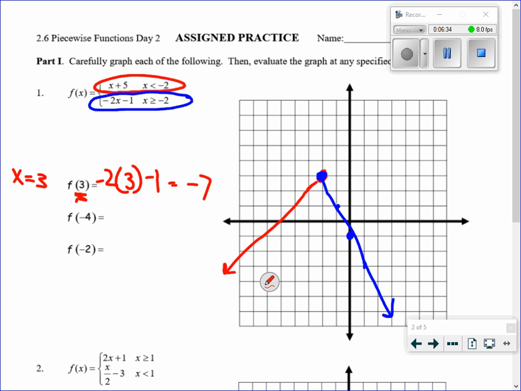F of -4, so our x is -4. Are we using the first or the second one? The first one. So -4 plus 5, what's our output?